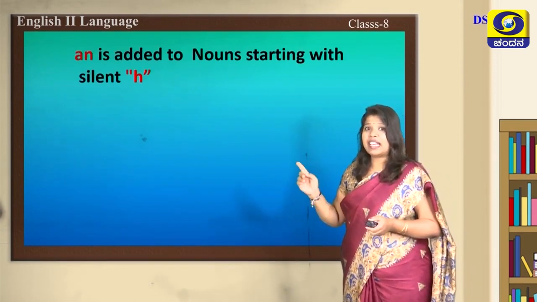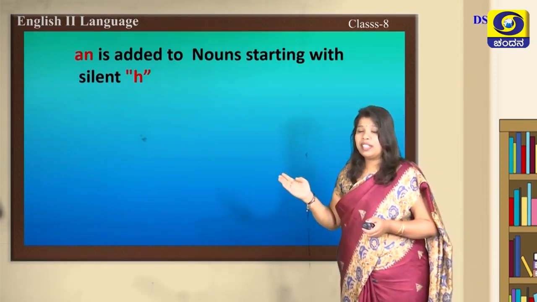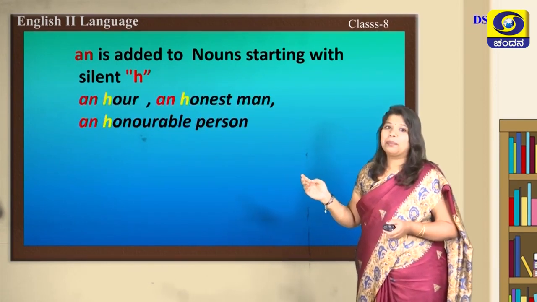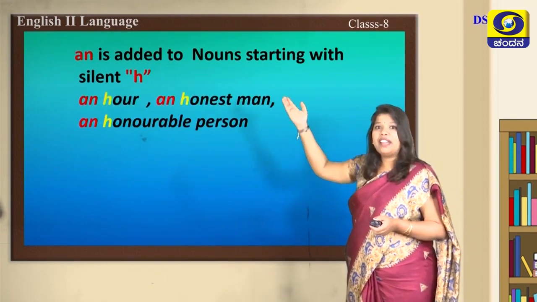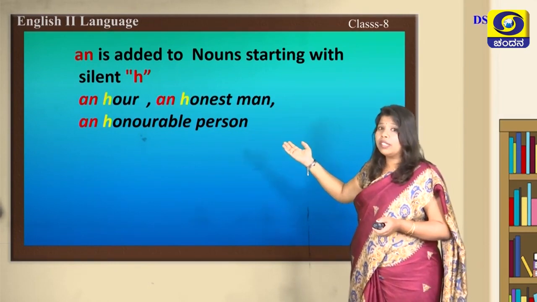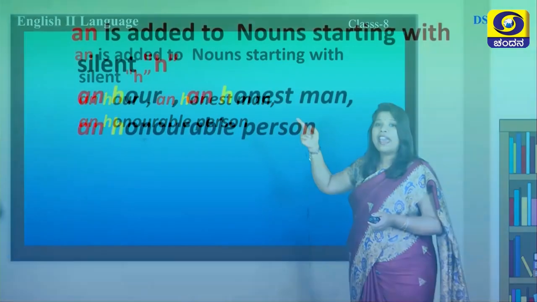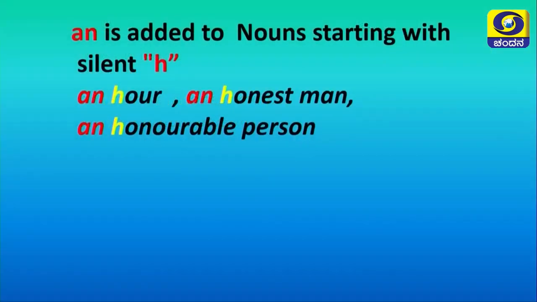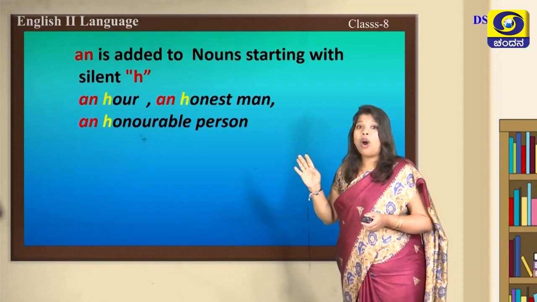Here, an is added to nouns starting with silent H. For example, an hour, an honest man, an honorable person. Here, H is silent in all these words. For example, hour, honest and honorable. We don't say honor, honest.